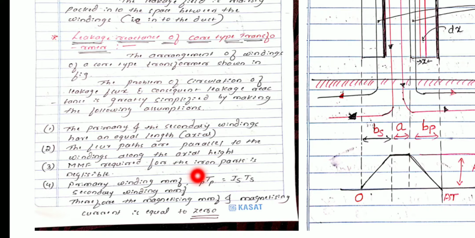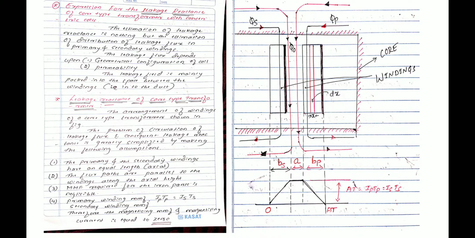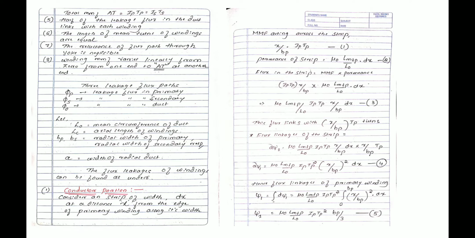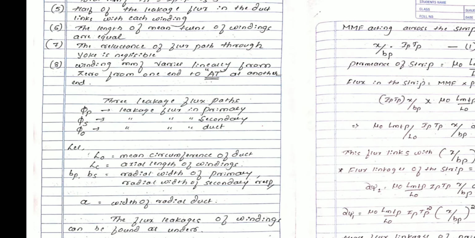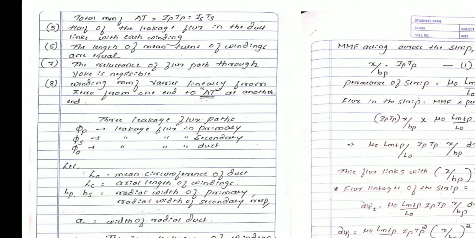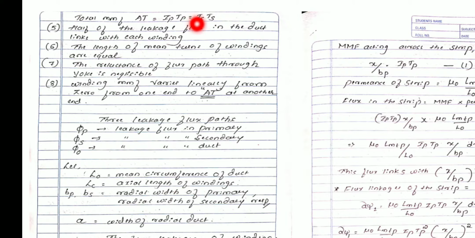So therefore what will happen? The magnetizing MMF as well as the magnetizing current will be equal to 0. This is the fourth assumption we have done here. That is the reason the total MMF, AT, will be equal to IPTP, and this will be equal to ISTS.